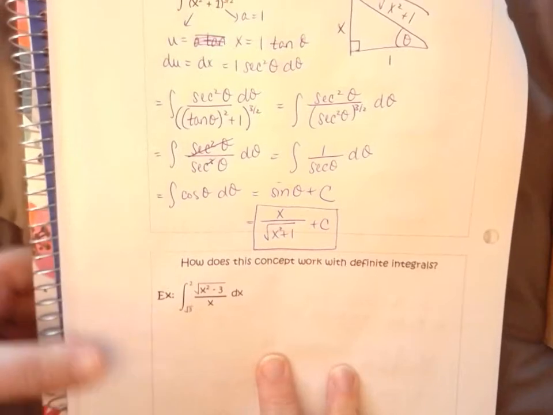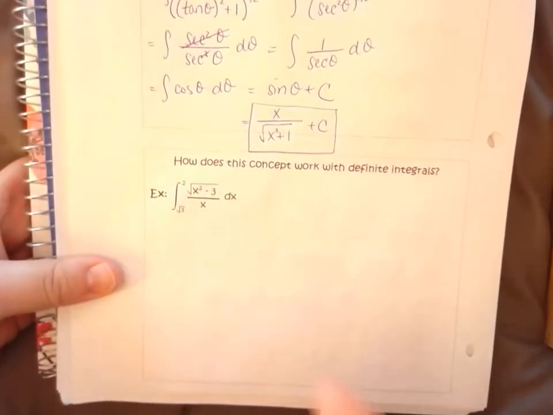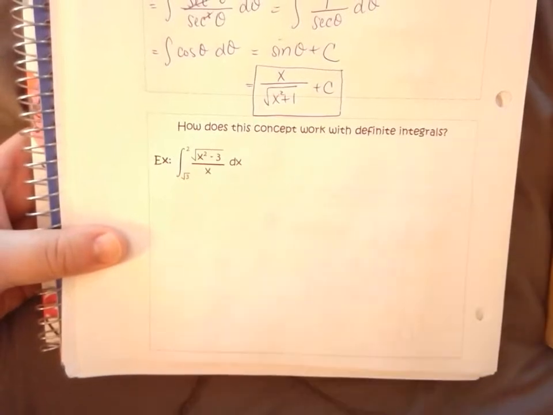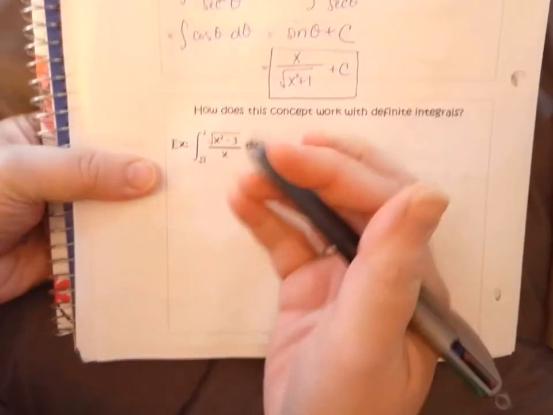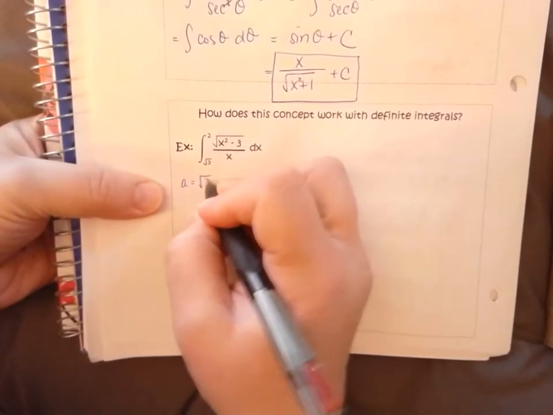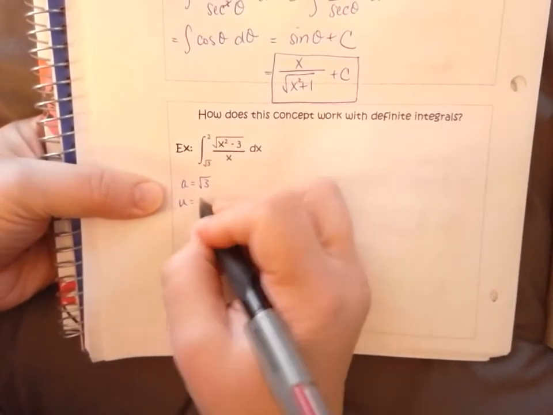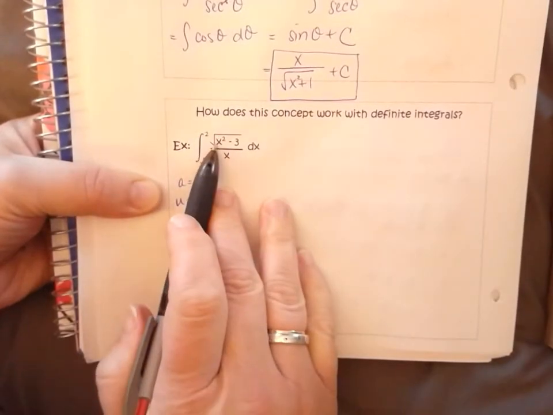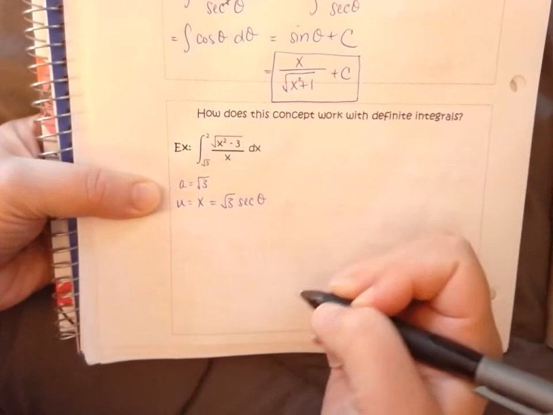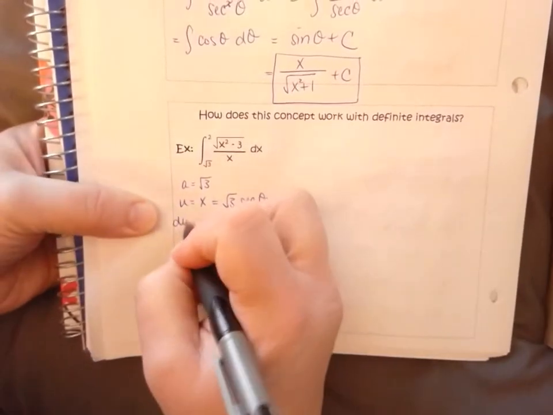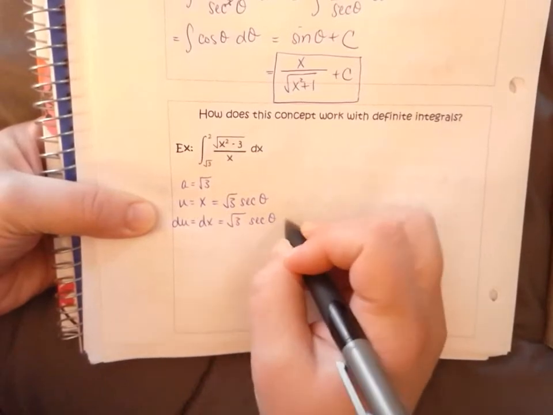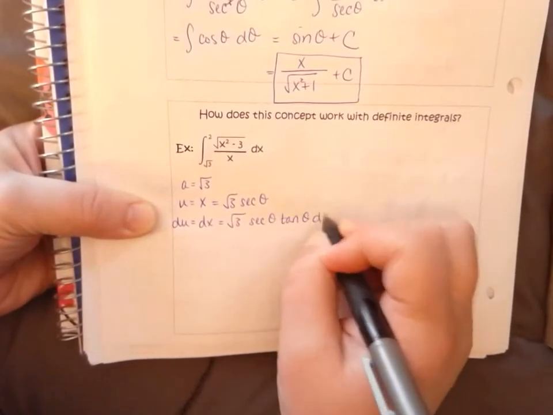How does this concept work for definite integrals? Well, we've gotten into the habit of, when we substitute out our angle, never going back, or substitute out our bounds, never going back, and I'm going to keep that true here as well. In this case, I know that a is equal to the square root of 3. I know that u is equal to x, and since it's the u part first, it's equal to the square root of 3 secant theta. I also know that du is equal to dx, which is equal to square root of 3 secant theta tan theta d theta.